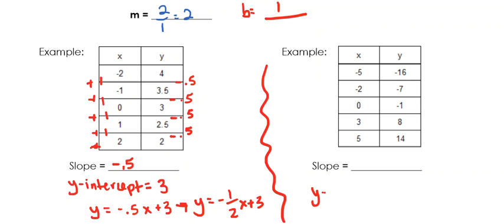Your y-intercept, I always think, is the easiest one to find first. That's why I do it first. X is 0 here, so this is -1. Now let's look at this. -16 to -7, you're adding 9. -7 to -1, you'll realize that things are changing a little bit here. So this is going to be adding 6. -1 to 8 is +9.